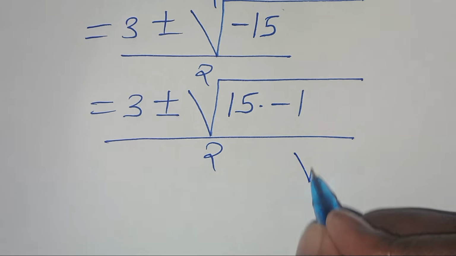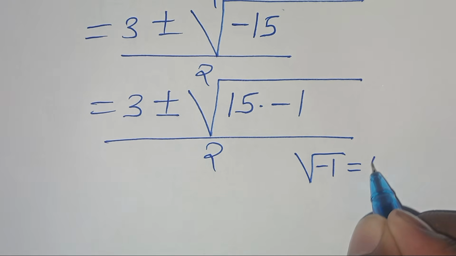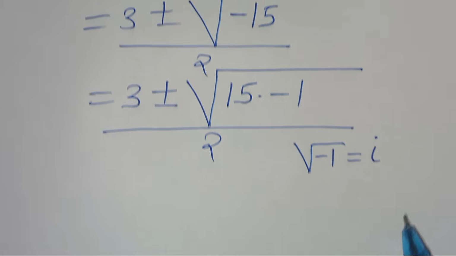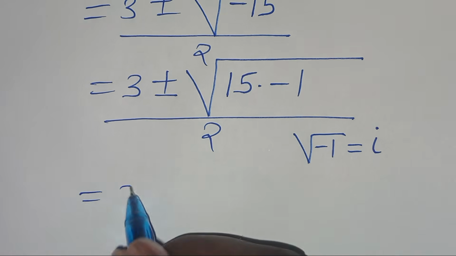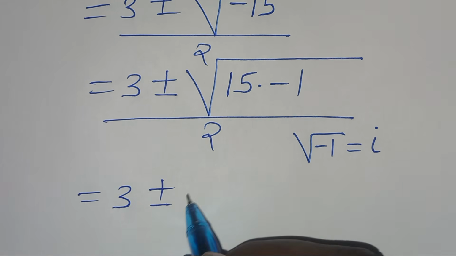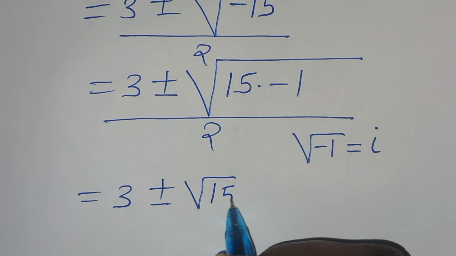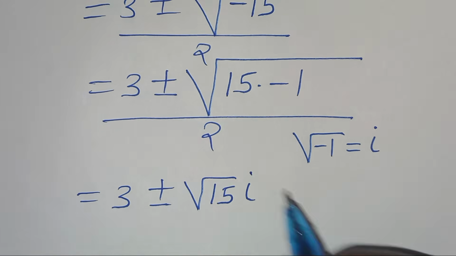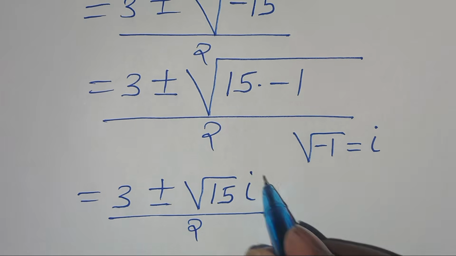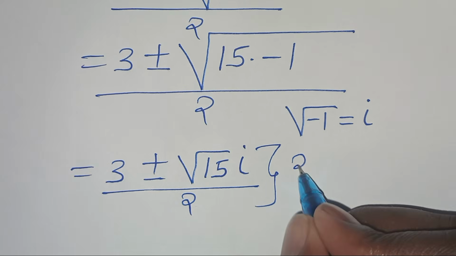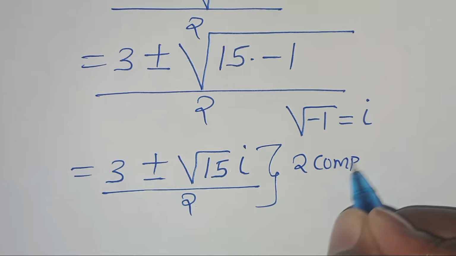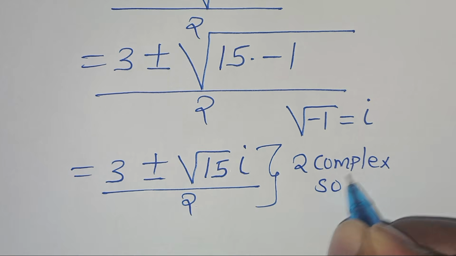We have that the square root of minus 1 is the same thing as i. So let's substitute this. So this is 3 plus or minus the square root of 15 multiplied by i, divided by 2. So these are two complex solutions.